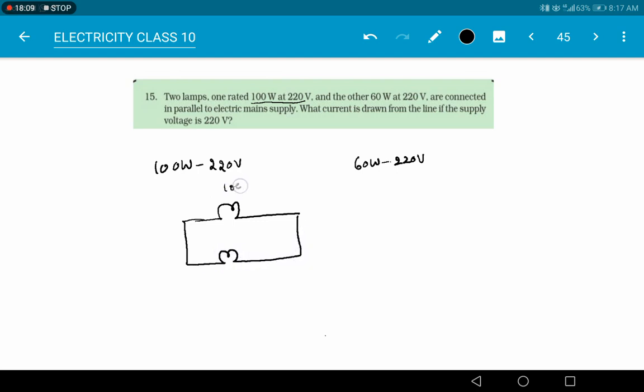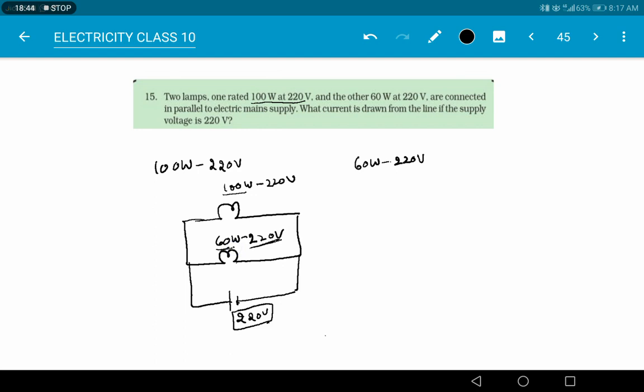Okay, 100 watt, 220 volt, and 60 watt, 220 volt, and again they are connected to a power supply of 220 volt. That means in parallel combination, whatever the applied voltage is, that will be the same on each device. So operating voltage is balancing with the applied voltage. That's why automatically they will consume 100 watts and 60 watts. This is the advantage of the parallel combination.